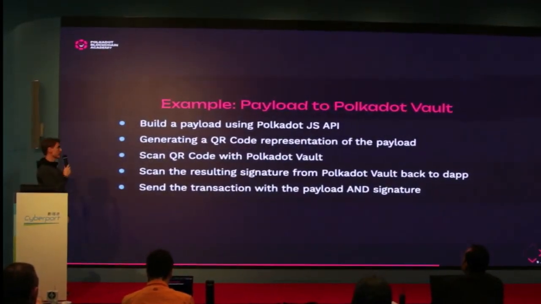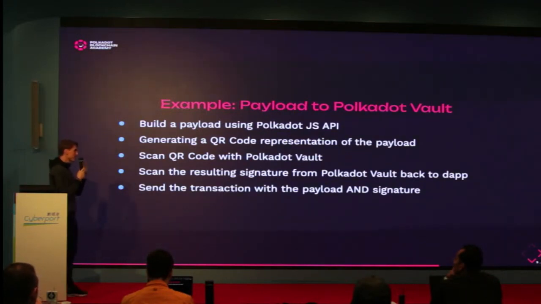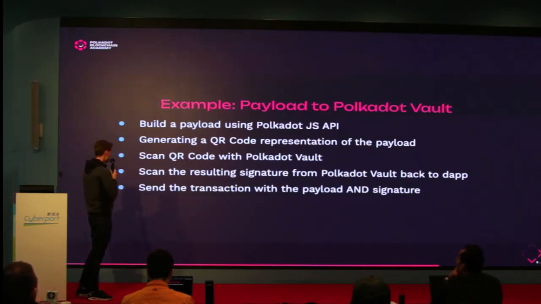So here's a practical example of this. We build a payload using Polkadot.js API. We then convert this payload into some bytes and present it as a QR code. Then we can scan this QR code with Polkadot Vault. Vault will then generate the signature of the transaction. We present it back to our Dapp. And then we can go ahead and send the transaction. So we need both pieces of information in this case, the payload and the signature.